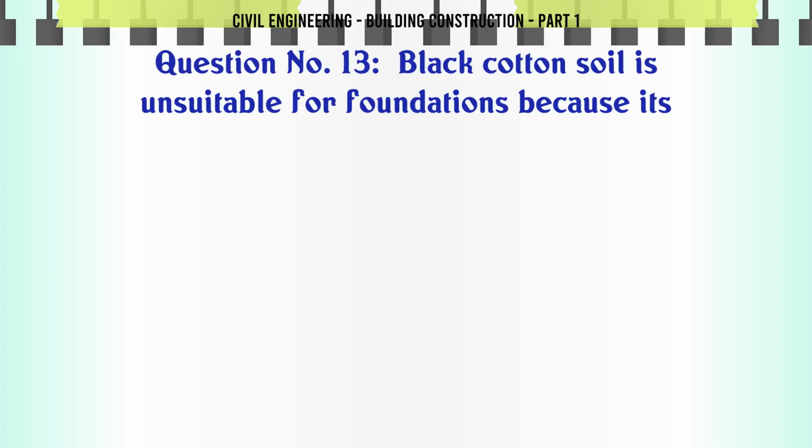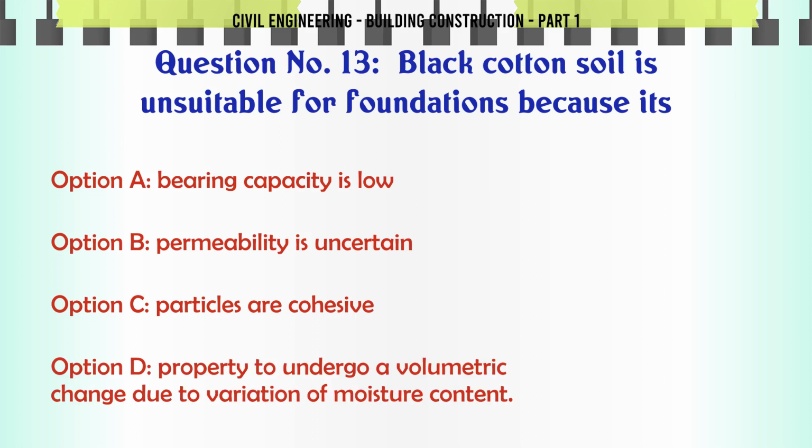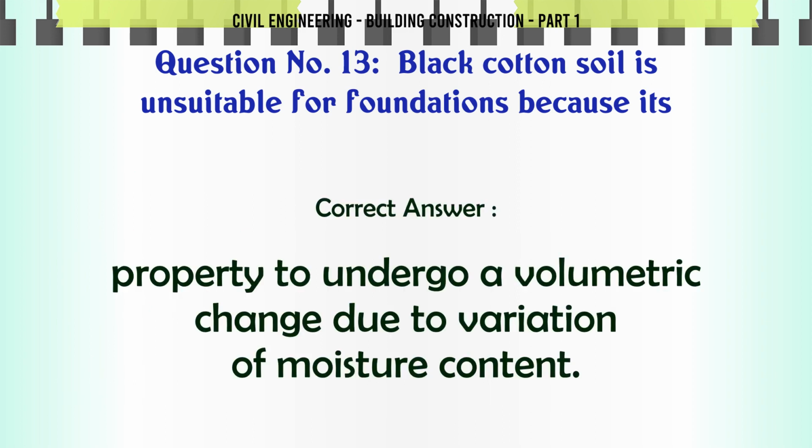Black cotton soil is unsuitable for foundations because its A. Bearing capacity is low. B. Permeability is uncertain. C. Particles are cohesive. D. Property to undergo a volumetric change due to variation of moisture content. The correct answer is property to undergo a volumetric change due to variation of moisture content.